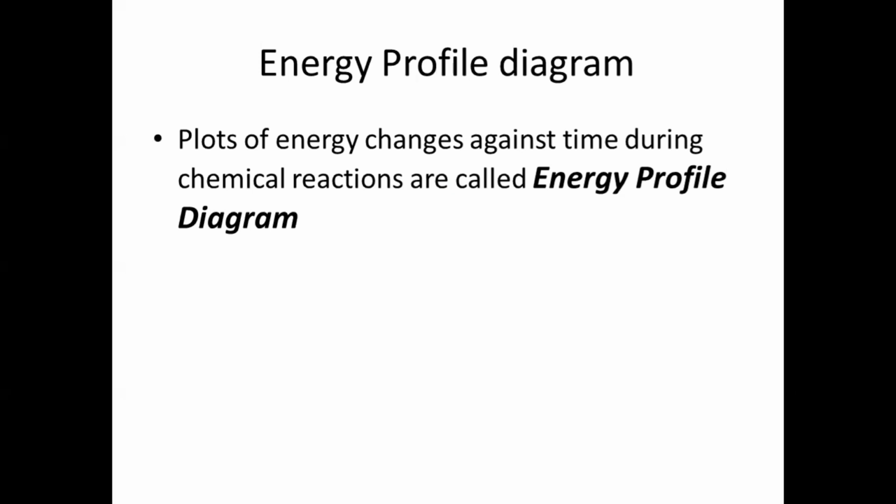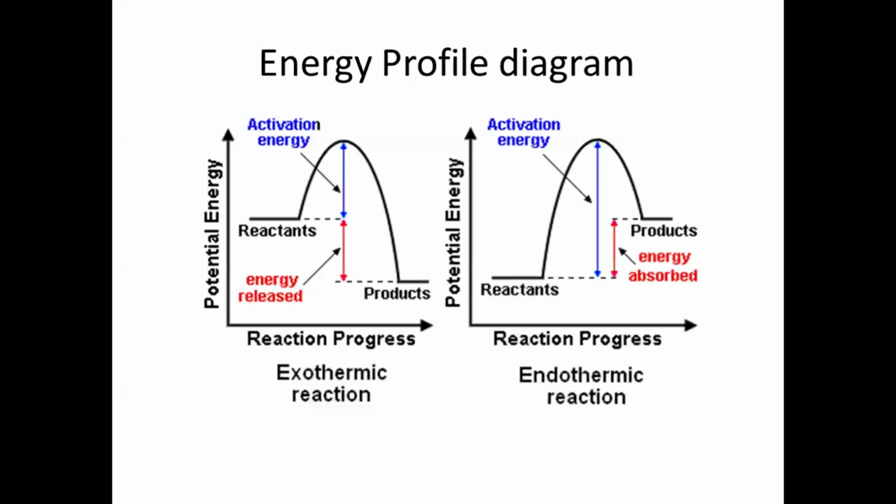Now we are going to talk about the energy profile diagram. What is an energy profile diagram? It's a plot of energy changes against time during a chemical reaction. For both endothermic and exothermic reactions, we have different diagrams. For example, you can see that the reactant energy is higher in exothermic, so it has a lot of energy. It has to release the energy to form a product. But there is a barrier in between. Before converting into product, it has to cover this barrier, which is called activation energy. We represent activation energy with an arrow on both sides or an upward arrow.